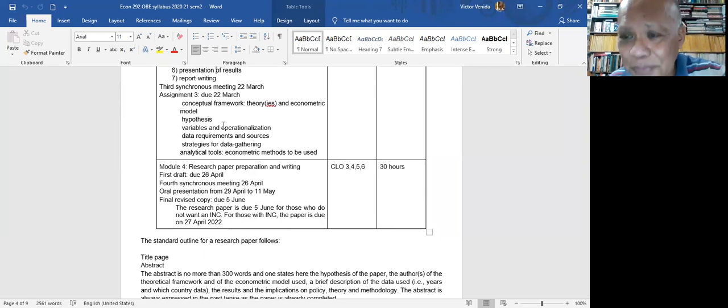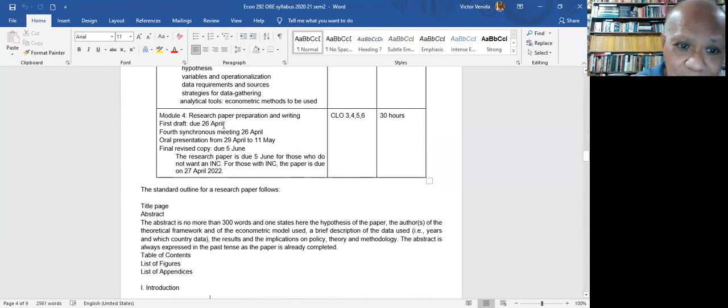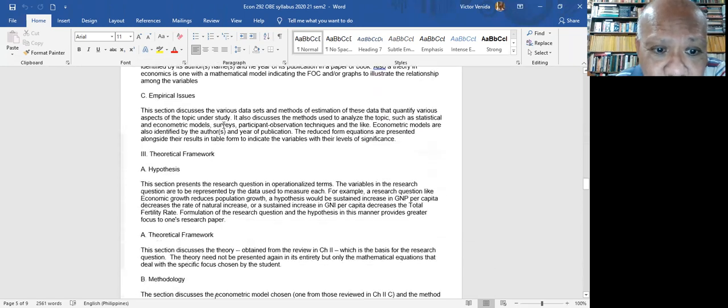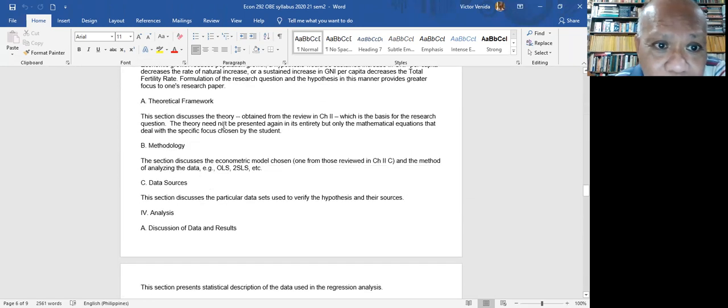You don't need to present them in those sections because they are now to be presented in a much simpler form, where you now just have your theoretical framework, methodology, and then your data sources. And you are expected to, when you present it, it's already in the past tense.